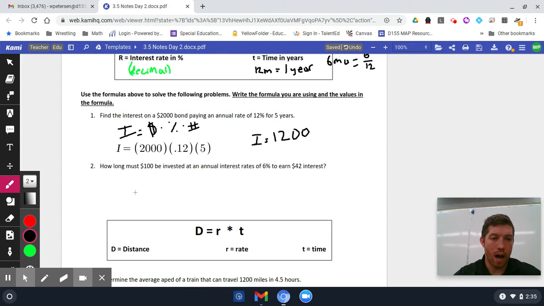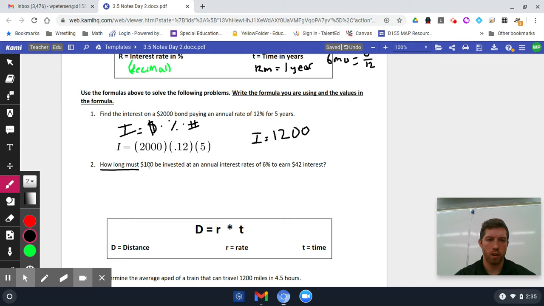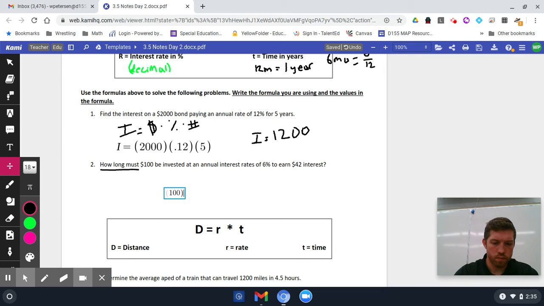All right. So how long? So this time we're trying to find time, right? So we're not always given just the three pieces of information on this side of the formula. Sometimes we're given other information. So now we're going to have to look at this a little more carefully. How long must $100 be invested? So we have $100. That is our principal. So we have $100. Right.